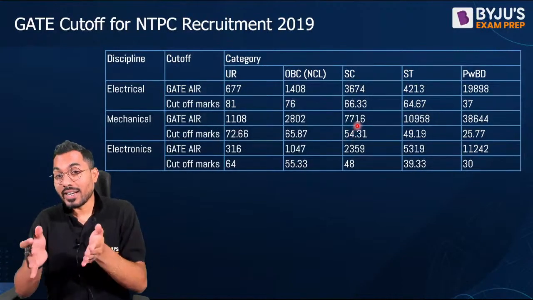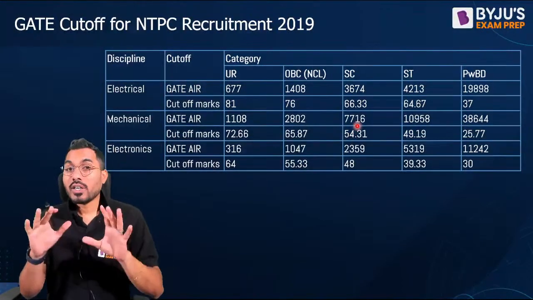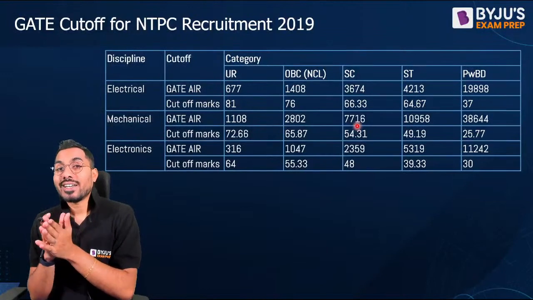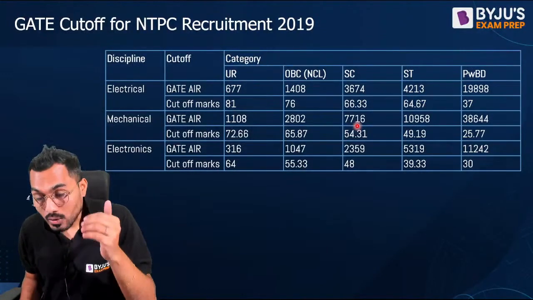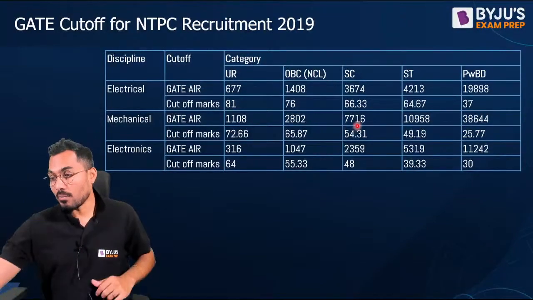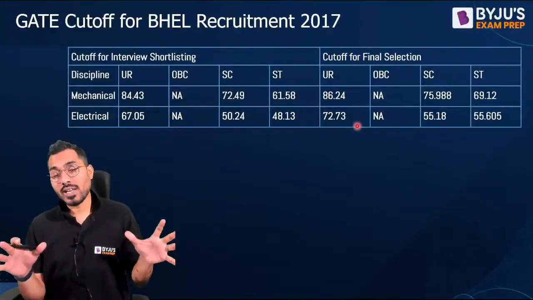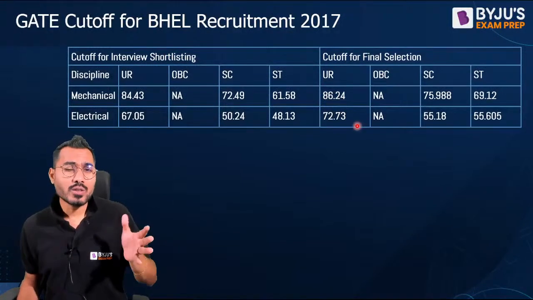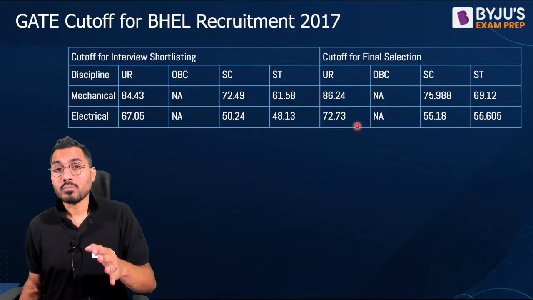So you see that reserved category students have a lot of advantage. But even if you are banking on NTPC, you should have a score above 70. 70 marks of score you should have. That's exactly the bottom line. There is one more, that is BEL. BEL is now conducting its own examination, right? Fine. But this is the idea.